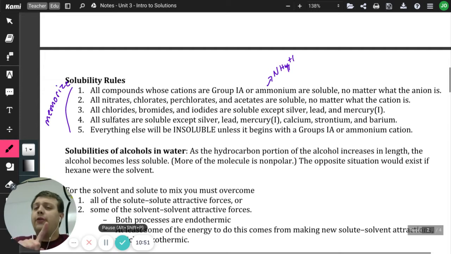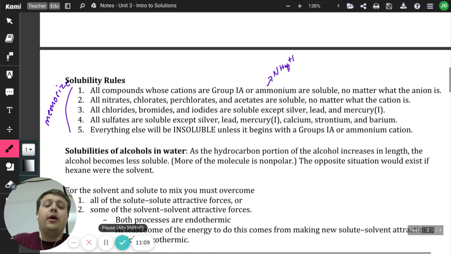So for that, you do need to keep in mind, if I've got a chloride, bromide, or iodide, I'm going to pretty much assume that they're going to be soluble. But I do need to recognize that if I have one of those other three things, silver, lead, or mercury 1 in there, then they will not be soluble anymore.